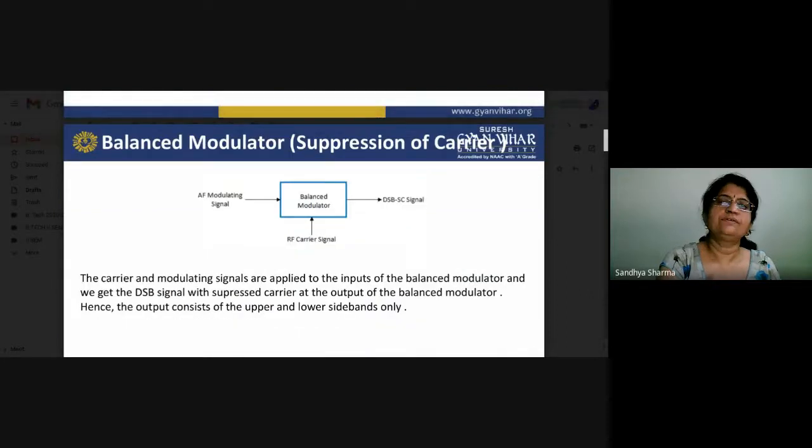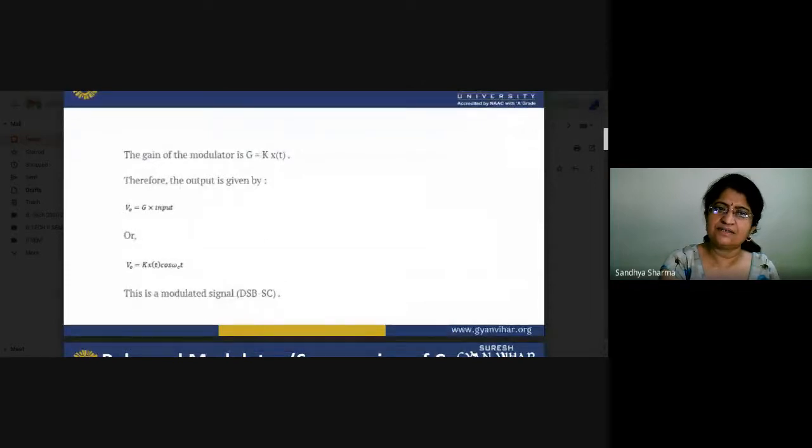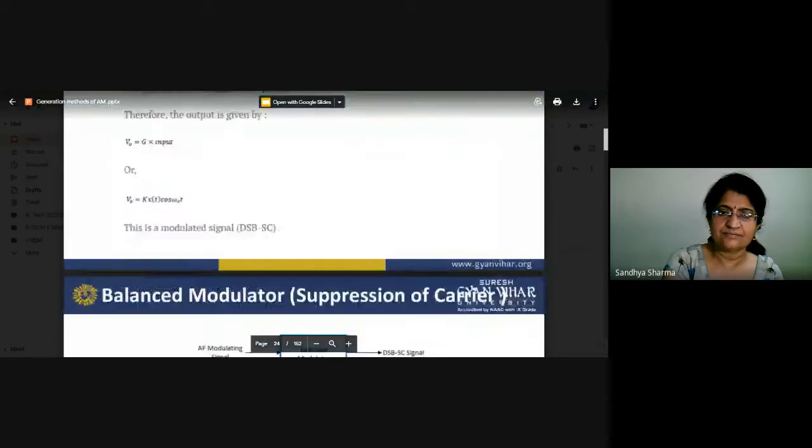Now we will see another method. This is k(t) cos(ωct). This is basically a product of the modulating signal and the carrier signal, and this product of modulating signal and carrier signal is the suppressed carrier DSB-SC, that is, the double sideband suppressed carrier. So we will receive the final equation in this way.